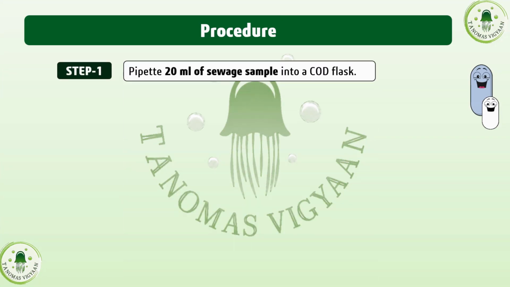In step 1, you take the sewage water sample which we have collected. In the COD flask, you take 20 ml of sewage sample. Okay, 20 is enough. Beside this, you also keep a blank. In the blank you can simply put 20 ml of distilled water.